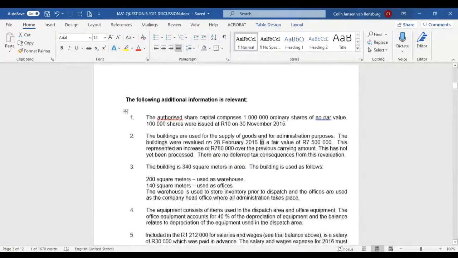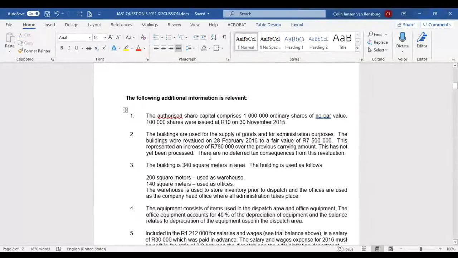So in paragraph 2, what do we need there? Let's maybe just briefly read it again, and then you can give me the journal entries. They say the buildings are used, etc., and they say it has been revalued to a fair value of 7.5 million. Now, we've discussed that in depth already. So this represented an increase of 780,000 rands over the previous carrying amount.